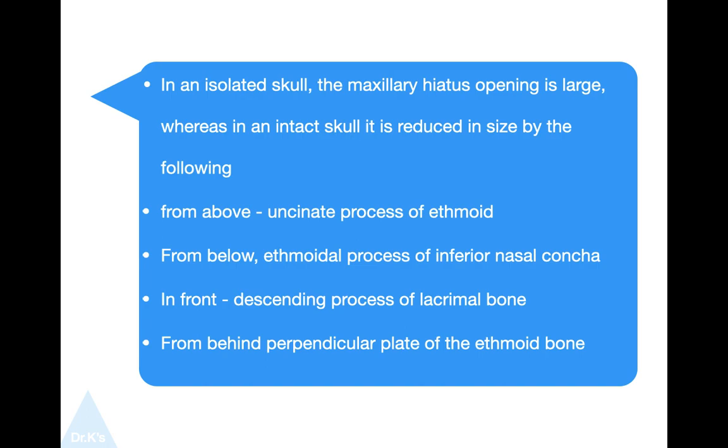Whenever we see the hiatus of the maxillary sinus, that is the opening, it is large in an isolated skull or isolated maxilla, whereas in an intact skull, it is very small. Why? Because in an intact skull, and in live conditions, the hiatus is reduced in size by the uncinate process of the ethmoid from above, the ethmoidal process of the inferior nasal concha from below, the descending process of the lacrimal bone in front, and from behind the perpendicular plate of the palatine bone.